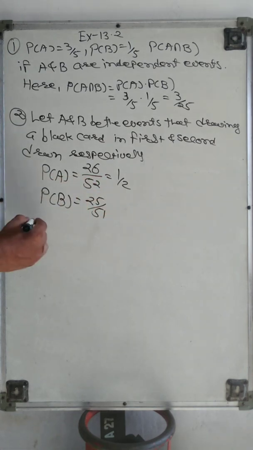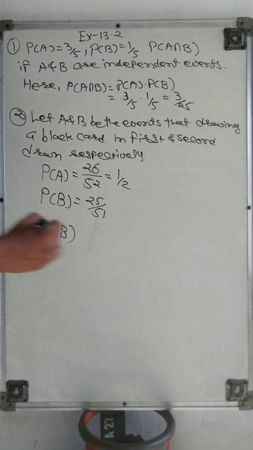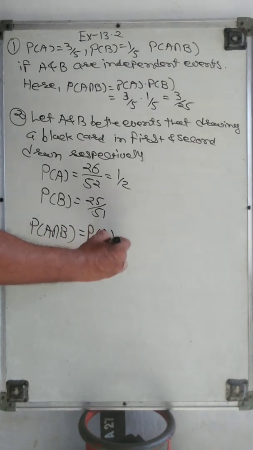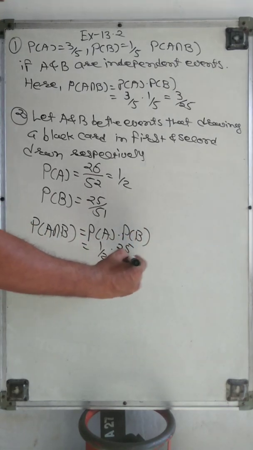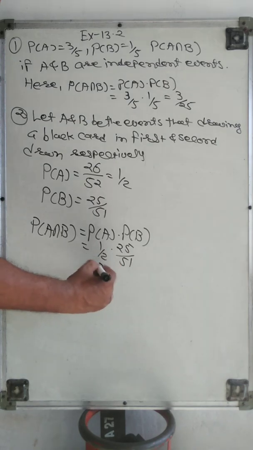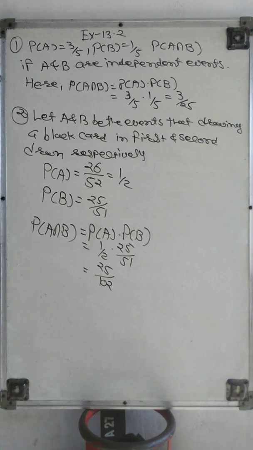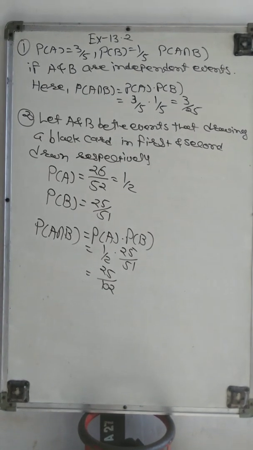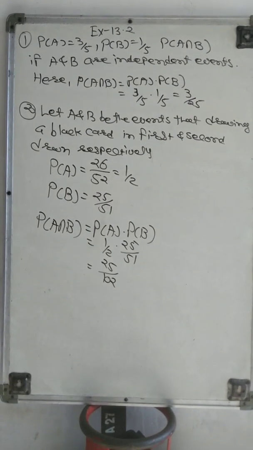So now we want to find that both the cards are black. Then it is P(A intersection B), both the cards are black. It is an independent event, so P(A) into P(B). So here we have 1 by 2 into 25 upon 51, which is 25 upon 102. Right? So this is our answer: the probability that both the cards are black is 25 upon 102. Okay, then we go for the next one.